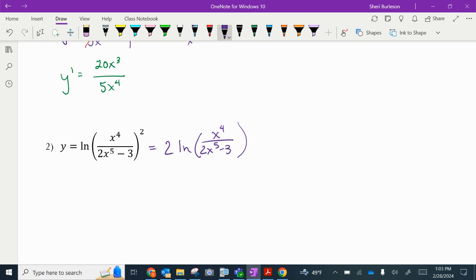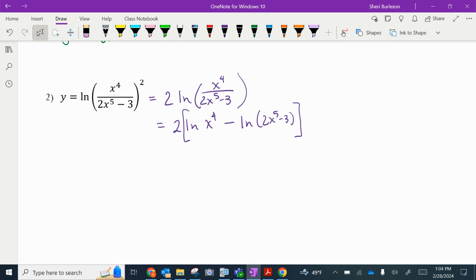Right? And then when I have a quotient inside the log, that means that I had subtraction of the exponents. You can either write the 2 outside that entire difference, or you can put the 2 on each term. Doesn't matter. Now can I find the derivative? Can I do any more? I can do one more. 4 times the natural log of x minus the natural log of 2x to the 5th minus 3.